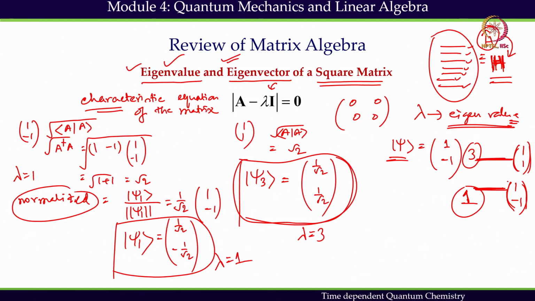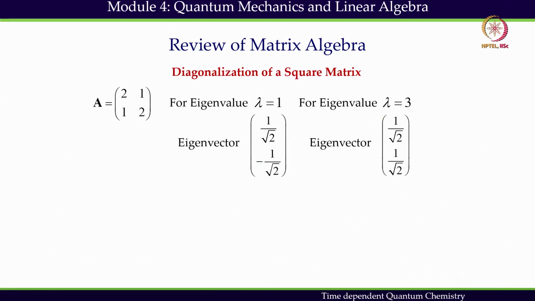So, finding this eigenvalue and eigenvector procedure is very important, but often we will avoid it by using the characteristic equation of the matrix. This procedure is rigorous and it may not be useful for bigger matrices. The more convenient way of doing this is diagonalization of a square matrix. This is what we do. And what is diagonalization? I'll explain it right now.